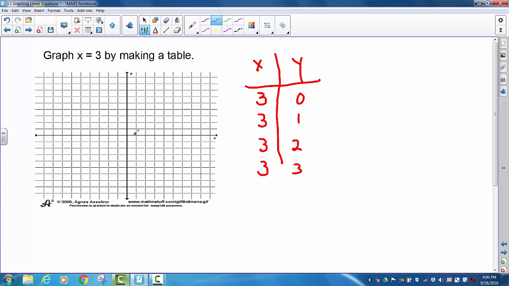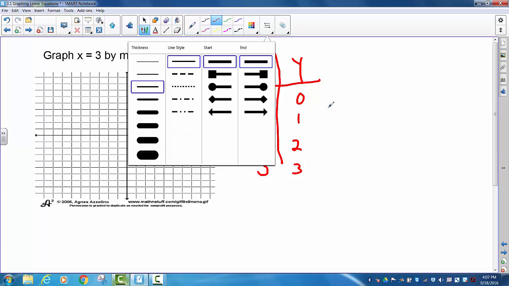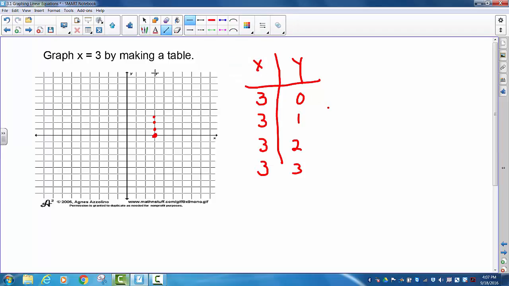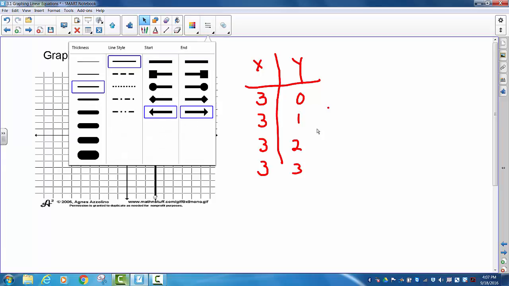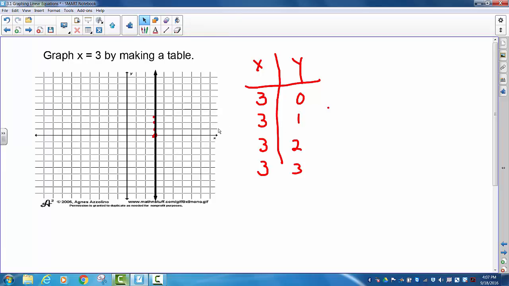So we come over here to x, 1, 2, 3, and we draw a dot right here. x is 3 all the way up and all the way down. So we draw our line. It just goes straight down like that, up and down. And we put our arrows on the end to be consistent. And that's what a line looks like when it says x equals a constant number. It's a vertical line.